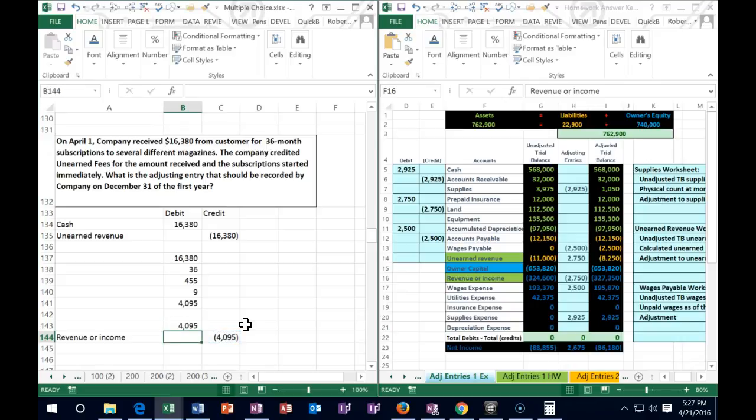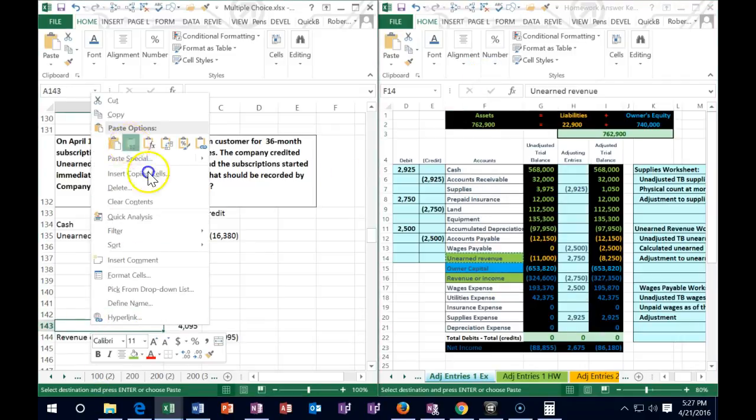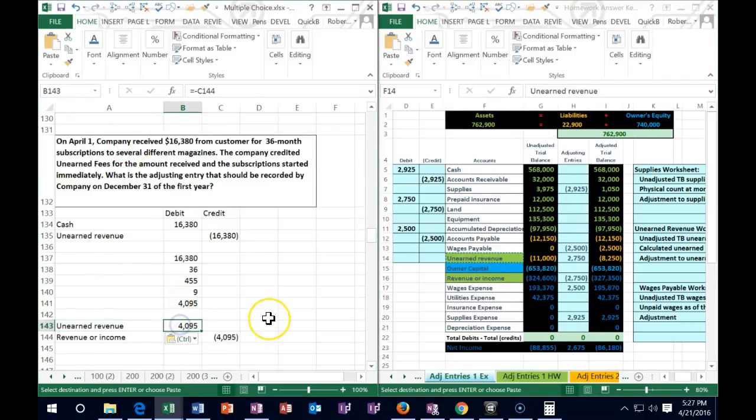And then we're going to debit something. We're going to debit unearned revenue, because now the unearned revenue has been earned. Therefore, unearned revenue needs to go down. So we're going to debit unearned revenue and credit revenue. Why? Because we earned the revenue. The unearned revenue, what's going to be in the account now? 16 minus the 4,095 means that we have 12,285 left in there. And that's going to be, of course, earned throughout the rest of the 36-month period.